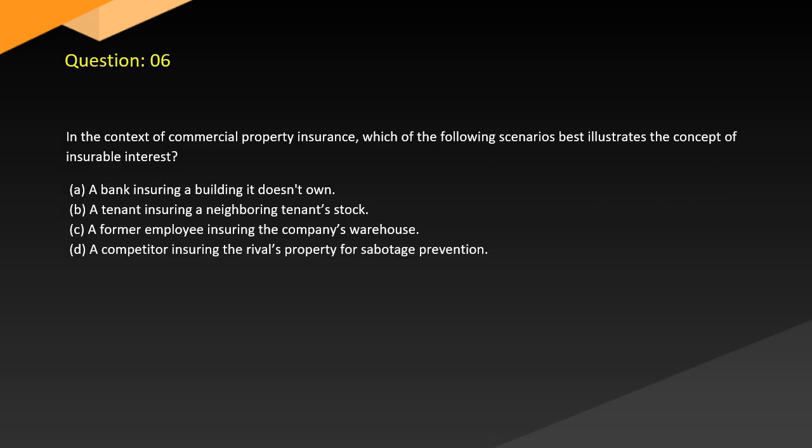Question 6. In the context of commercial property insurance, which of the following scenarios best illustrates the concept of insurable interest? A. A bank insuring a building it doesn't own. B. A tenant insuring a neighboring tenant's stock. C. A former employee insuring the company's warehouse. D. A competitor insuring the rival's property for sabotage prevention.